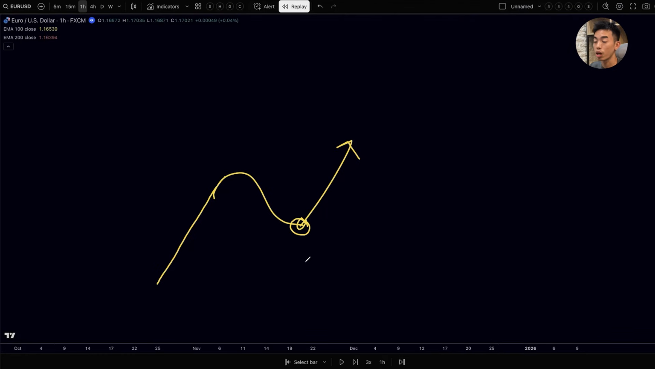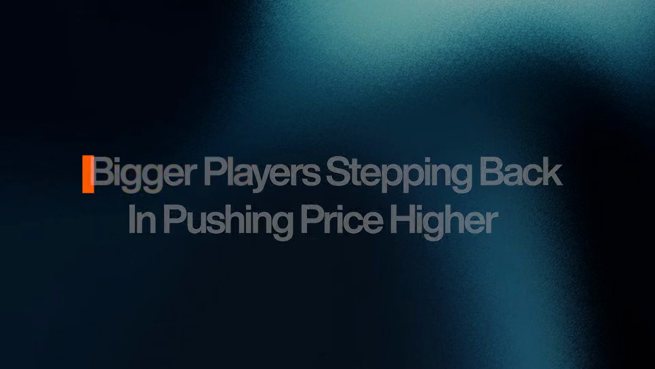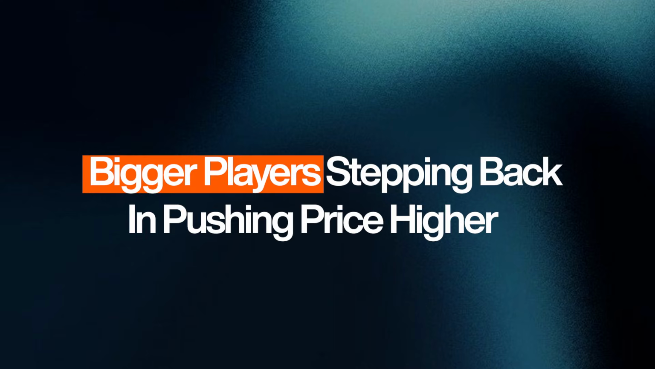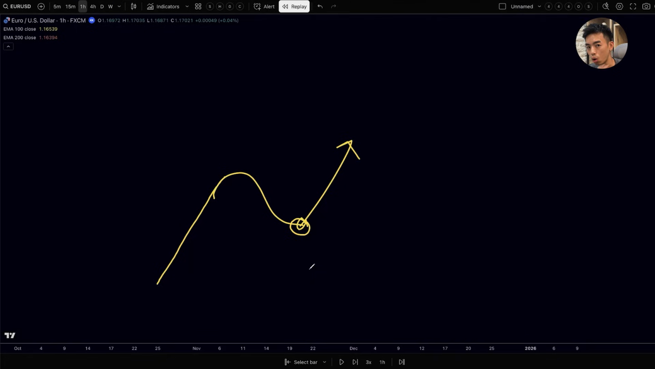Now again, if they're happy with this price they're getting in on this pullback, we want to see the bigger players stepping back in, pushing price higher. And we can only justify that by seeing high volume resuming this move towards the upside. Now, this high volume can show up at the bottom area here, also indicating that any short-term sellers who are selling here, they're all cashing out.